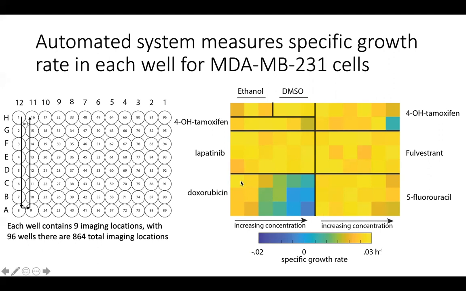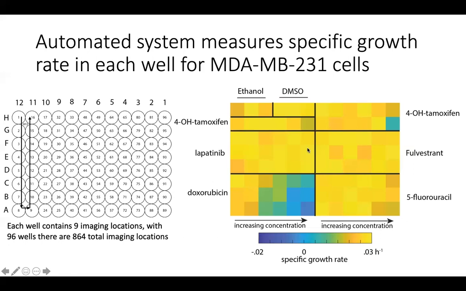It's pretty clear something like doxorubicin, which is highly cytotoxic, where even at middle concentrations, the cell's growth rate seems to be pretty dramatically affected. However, even at the highest concentrations, their growth rate is affected even more, even negative in some cases. However, another drug like fulvestrant, you can see that the cells grow pretty robustly at all concentrations. Even at the highest concentrations, the cells seem to grow pretty well.